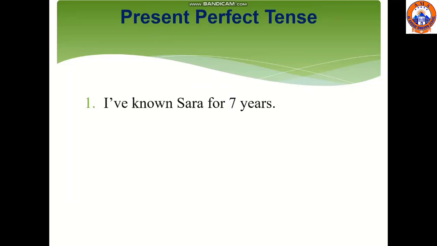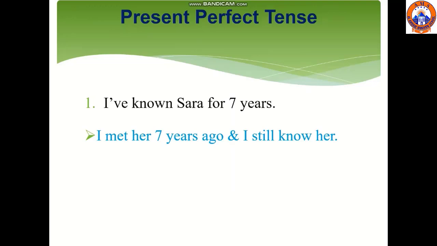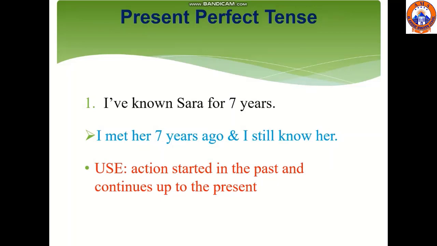Read with me. I have known Sarah for 7 years. My question is, when did you meet her? Yes, 7 years ago. Do you still know her or not? Yes, you still know her. So I met her 7 years ago and I still know her. The usage is action started in the past and continues up to the present.